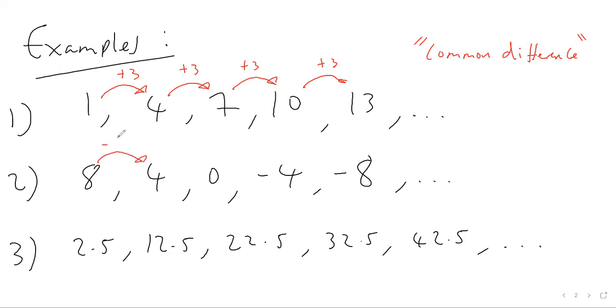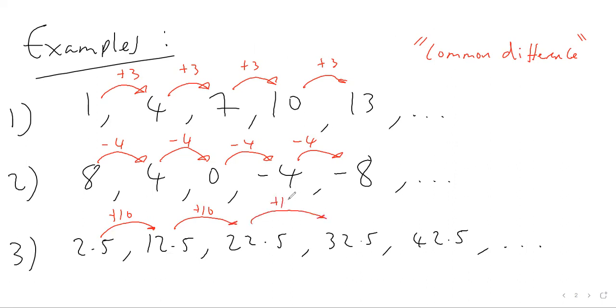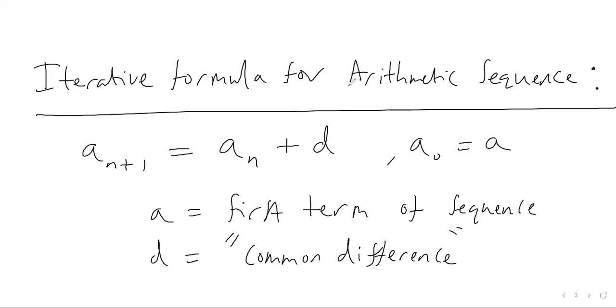Likewise with this one, we've got a common difference of -4. So each time we're adding -4 to get to our next term. So again, this must be an arithmetic sequence or a linear sequence. With this one, we're adding 10, adding 10, adding 10, and adding 10 each time to get our next number in the sequence. So that's what an arithmetic sequence is.